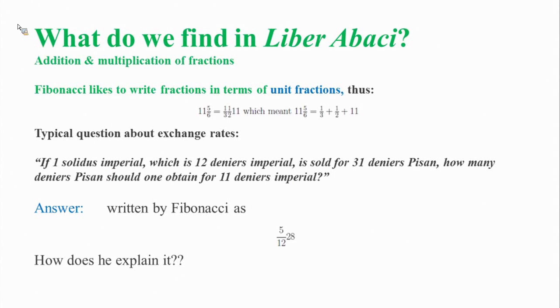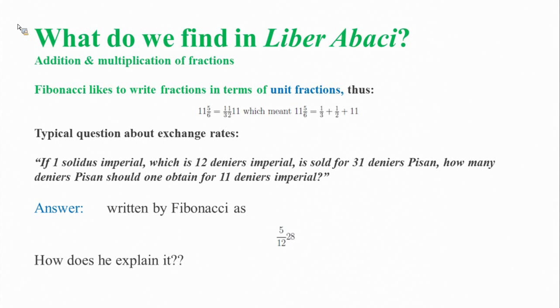So what else do we find? Addition, multiplications of fractions. This is weird. This is cool and weird. Look, 11 and 5/6. How does he write this number? He writes it as 1/3 space 1/2 space 11. Now, why is that? Because he loves unit fractions, fractions with a 1 in the numerator. Why does he like them? Who knows? He liked them, right? So this is some kind of thing that he did.